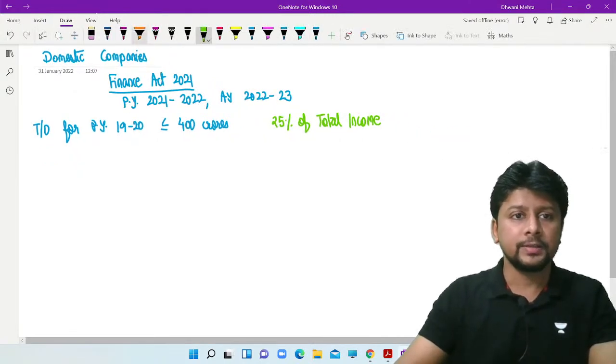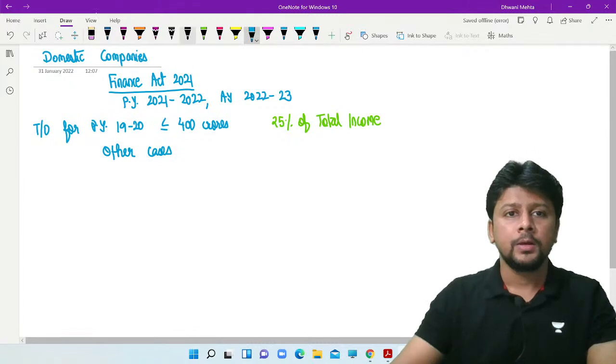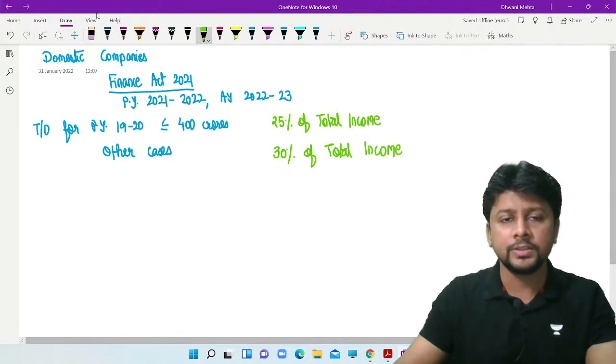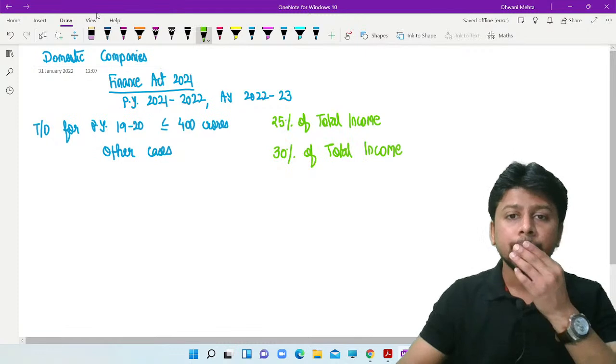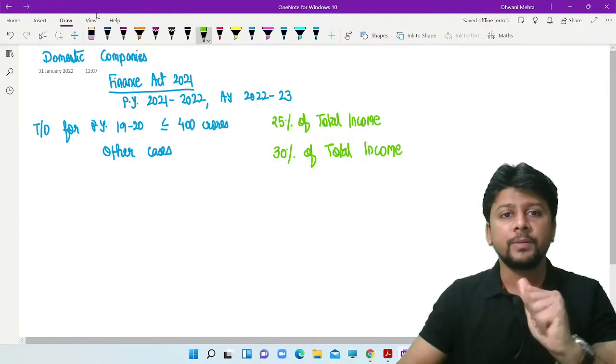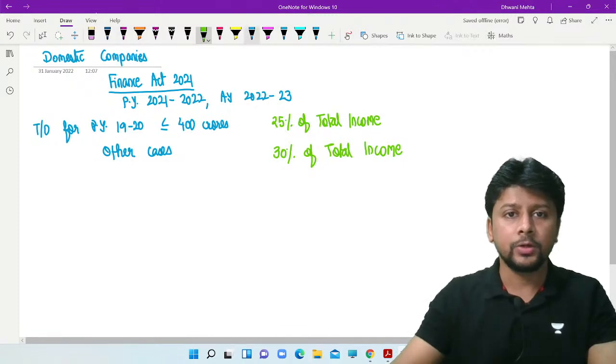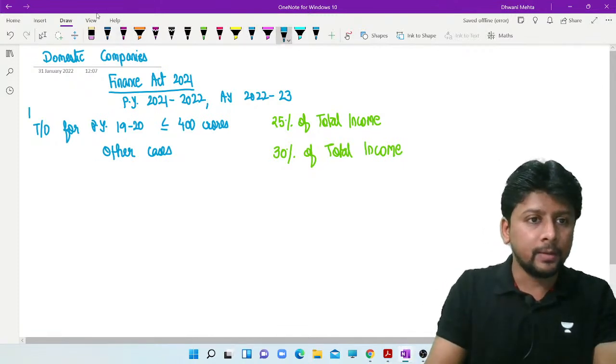In all other cases, where you do not get covered by the 400 crore criteria, you will pay tax at the rate of 30%. Traditionally, it was always 30%. Domestic companies always used to pay tax at 30%. Now it has been reduced to 25% as per the budget. This is my amount of basic tax.